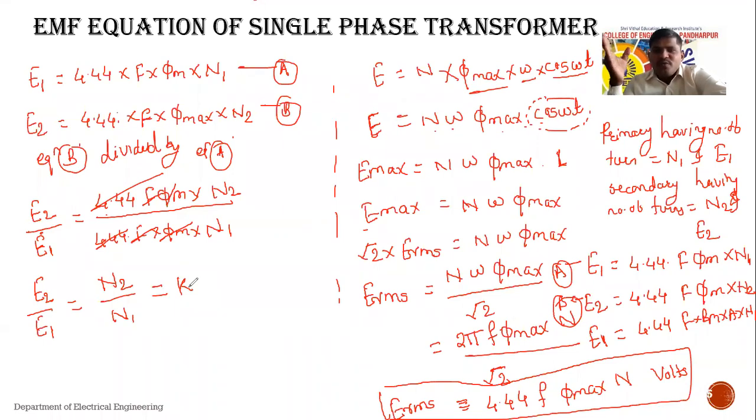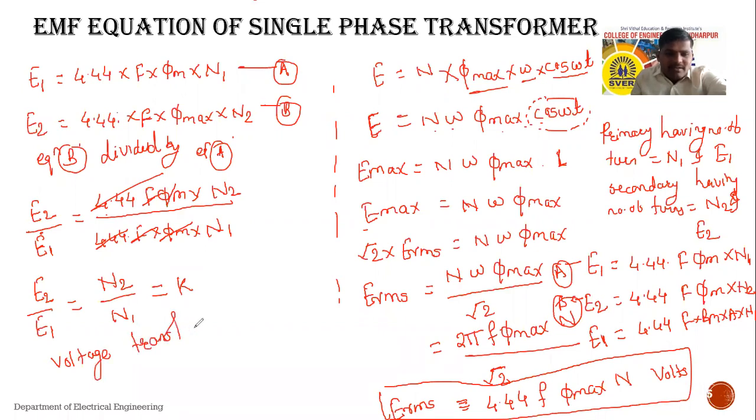So 4.44 f phi m gets cancelled. So the equation becomes E2 divided by E1, which equals N2 divided by N1, which equals K. And here K is nothing but the voltage transformation ratio.